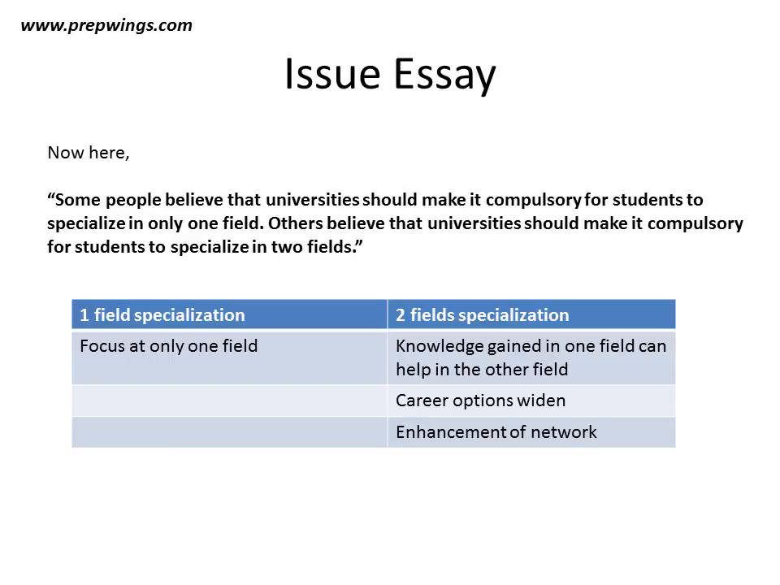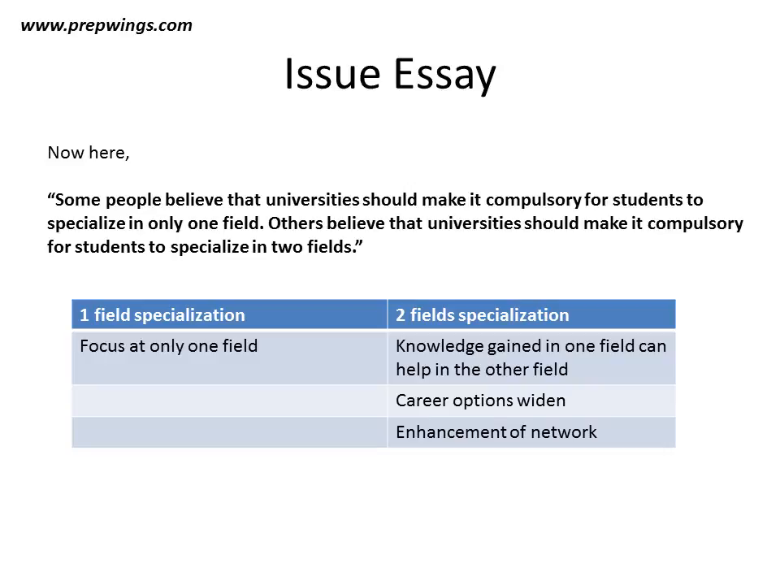Now here, one of the positions is about one field specialization. So either you are in favor of one field specialization or you are in favor of two fields specialization. So now if I make points about it, for one field specialization, I come up with a point that says focus on only one field. So if I have only one field specialization, I will be just focusing on that. There will not be any other field that I need to devote the time for. Okay. So the positive aspect with the one field specialization is that you can focus on only one field.